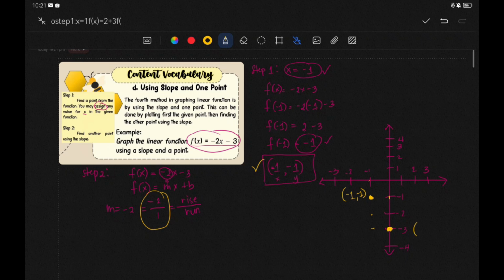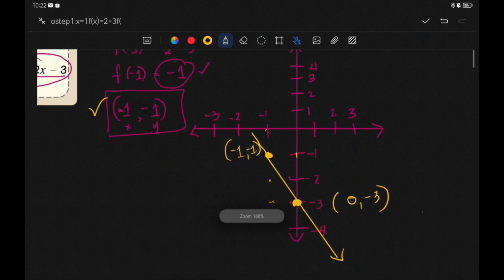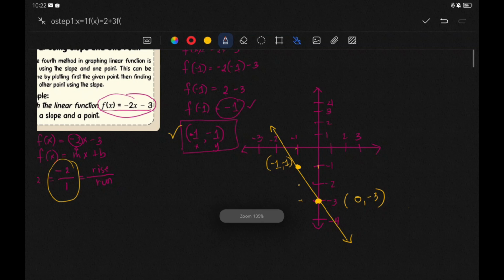So this is 0 and negative 3. Since we have the 2 points now, we are going to make a line that passes through the points. So, let's connect the two of them. Since we have connected the 2 points, this point and this point, we now have our graph.